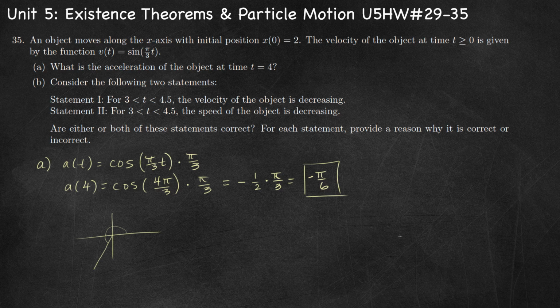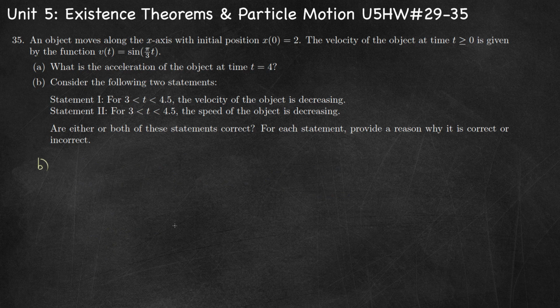Part B, consider the following two statements. Statement 1, for time between 3 and 4.5, the velocity is decreasing. Statement 2, for times between 3 and 4.5, the speed is decreasing. Are either or both of these statements correct? For each statement, provide a reason why it's correct or incorrect.